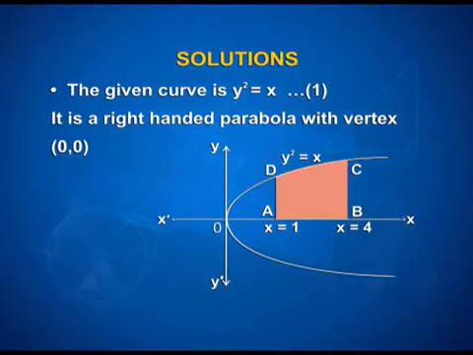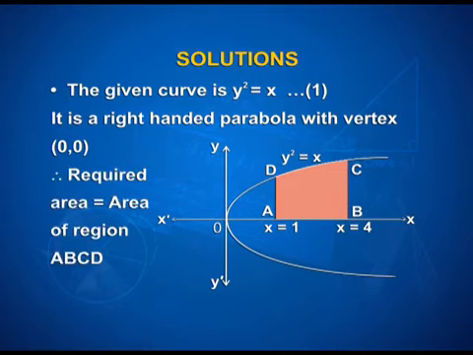The given curve is y square is equal to x. It is a right-handed parabola with vertex 0, 0 at the origin. Therefore, required area is equal to area of the region A, B, C, D. Here you can see it is a right-handed parabola with the shaded region A, B, C, D. X is equal to 1 here at A and x is equal to 4 at B.